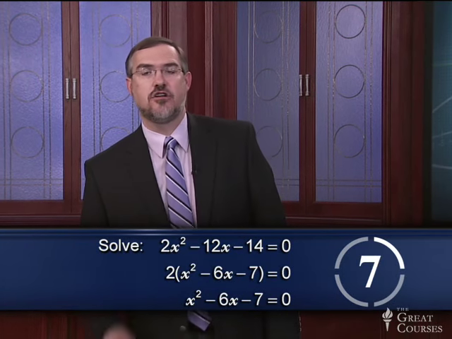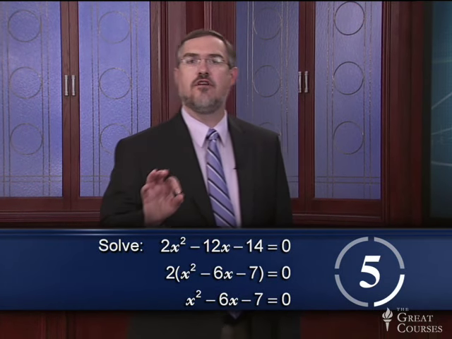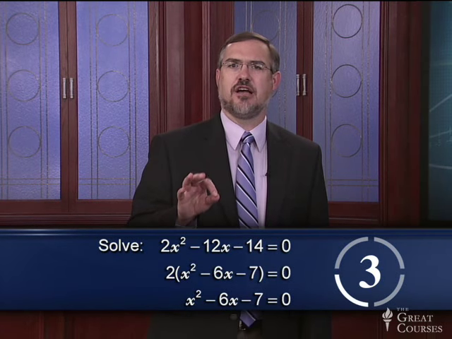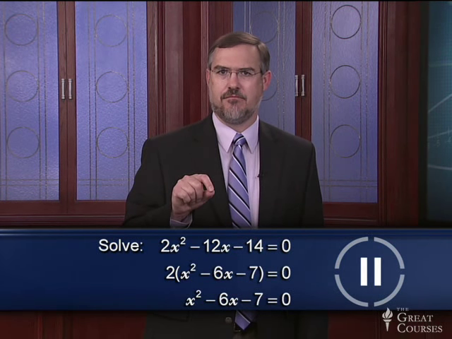Now, can you finish solving this yourself? Solve x squared minus 6x minus 7 equals 0.